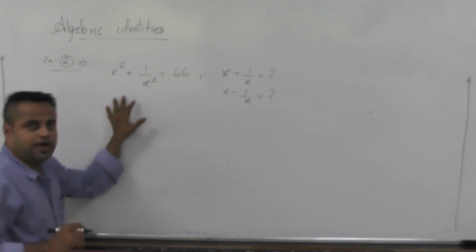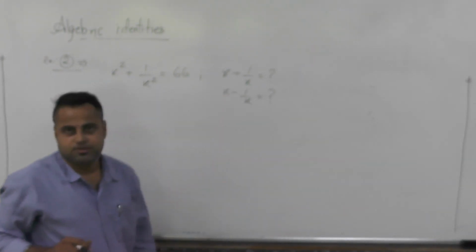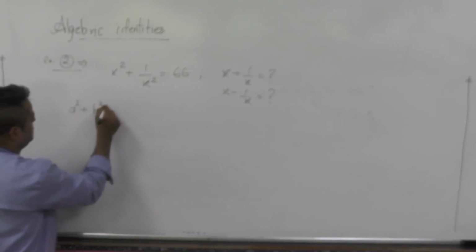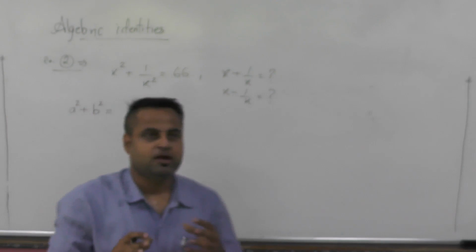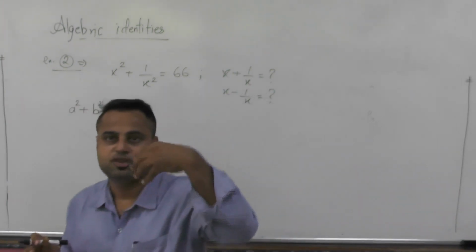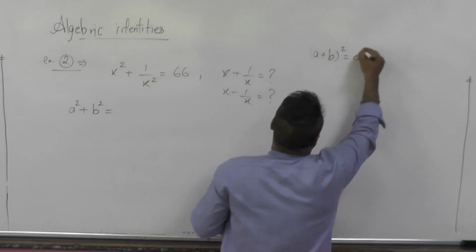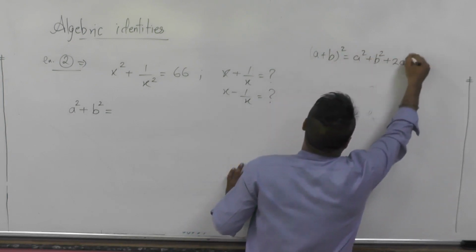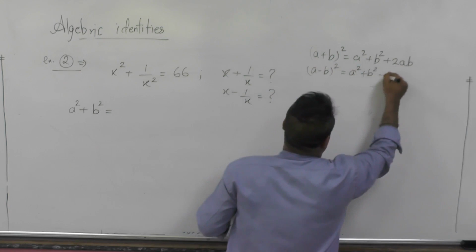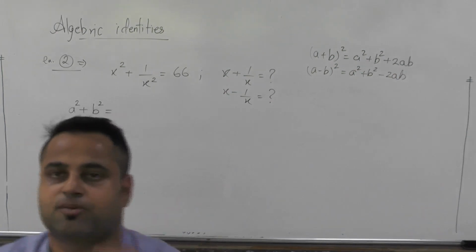Okay, now what to do? What we are doing here is taking the square of the terms. If we make a formula for a square plus b square, it can be made in two ways. Once we can use a plus b whole square, other we can use a minus b whole square. You all know the formulas. A plus b whole square is a square plus b square plus 2ab, and a minus b whole square is a square plus b square minus 2ab. If you transpose the 2ab onto the other side, you will get the a square plus b square value.